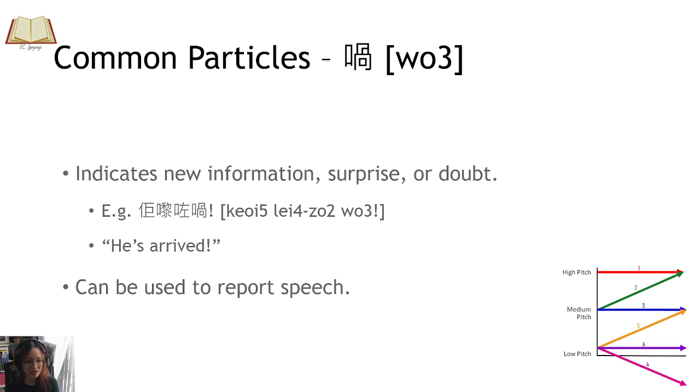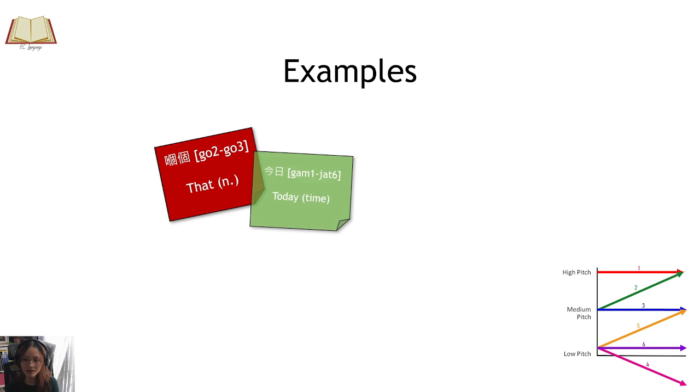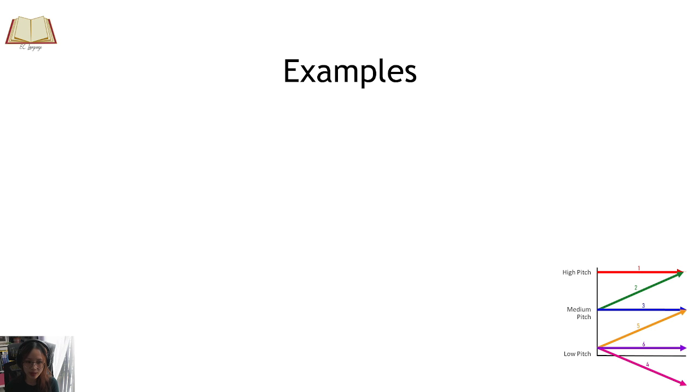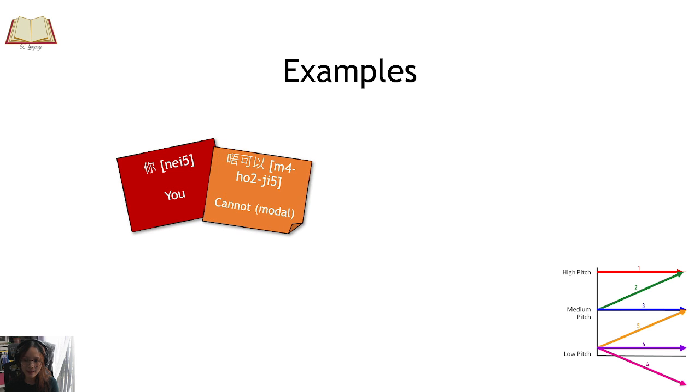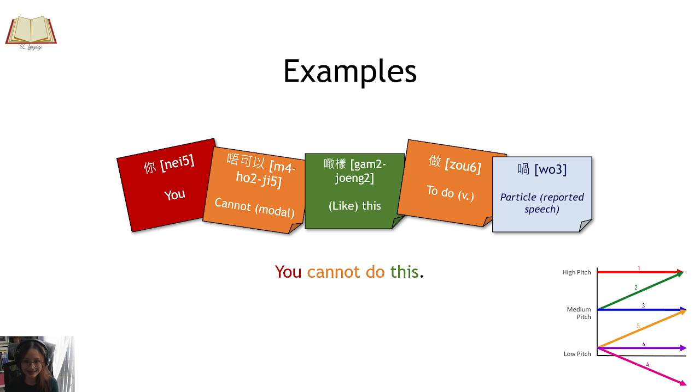This particle can also be used to report speech. Here is an example sentence. 嗰個今日減價喎. That's on sale today. Here's another example showing 喎 used as a way to report speech, but this also depends on context. 你唔可以咁樣做喎. You cannot do this.